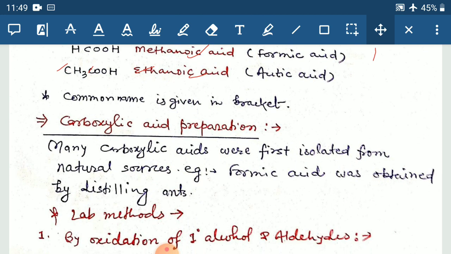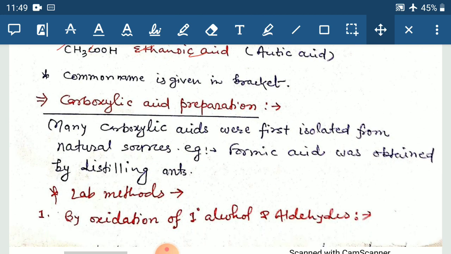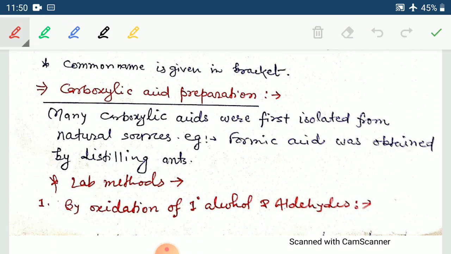Now how can we synthesize carboxylic acids? So there are many methods by which we can synthesize carboxylic acids. Earlier carboxylic acids were isolated from natural sources. Example, formic acid was obtained by distilling ants. Now we are coming to the lab methods.